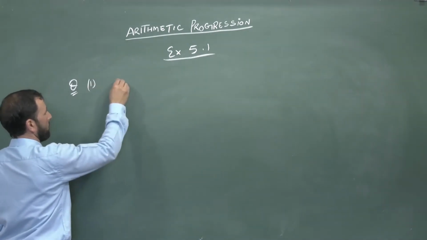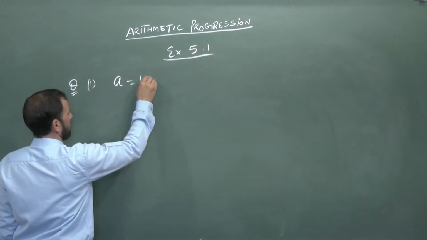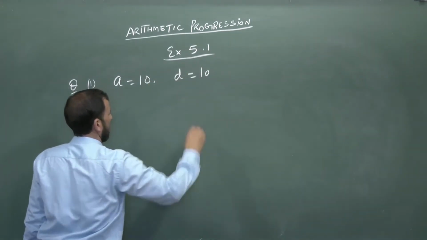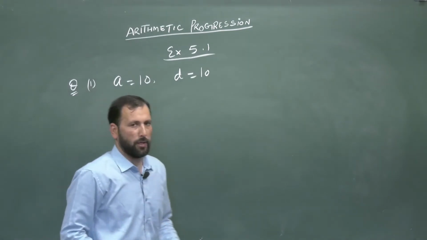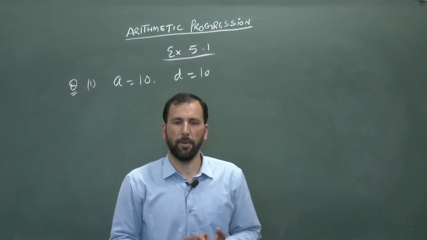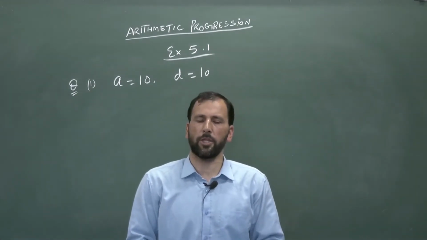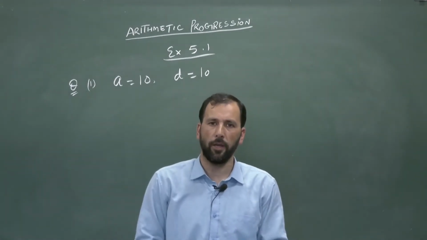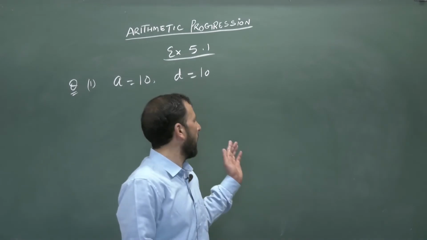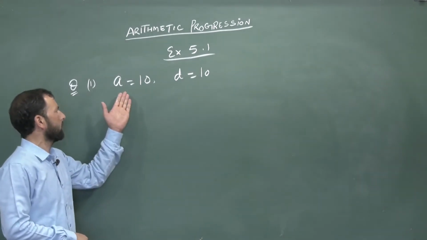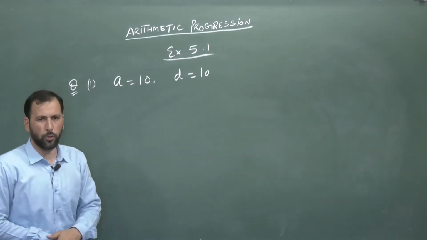In the first part of this question, a equals 10 and d equals 10. We know that in an AP, if the first term and the common difference are given, we can form an arithmetic progression and find any term of it. So here we have to find the first 4 terms of an AP. The first term is given, that is a equals 10.